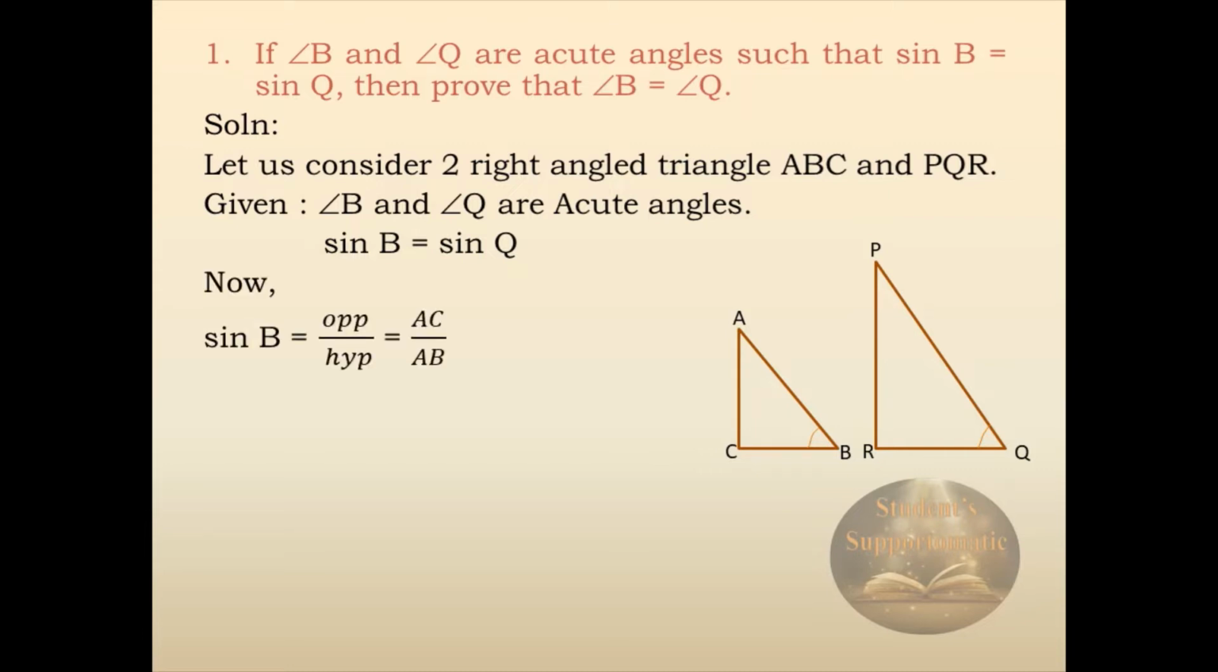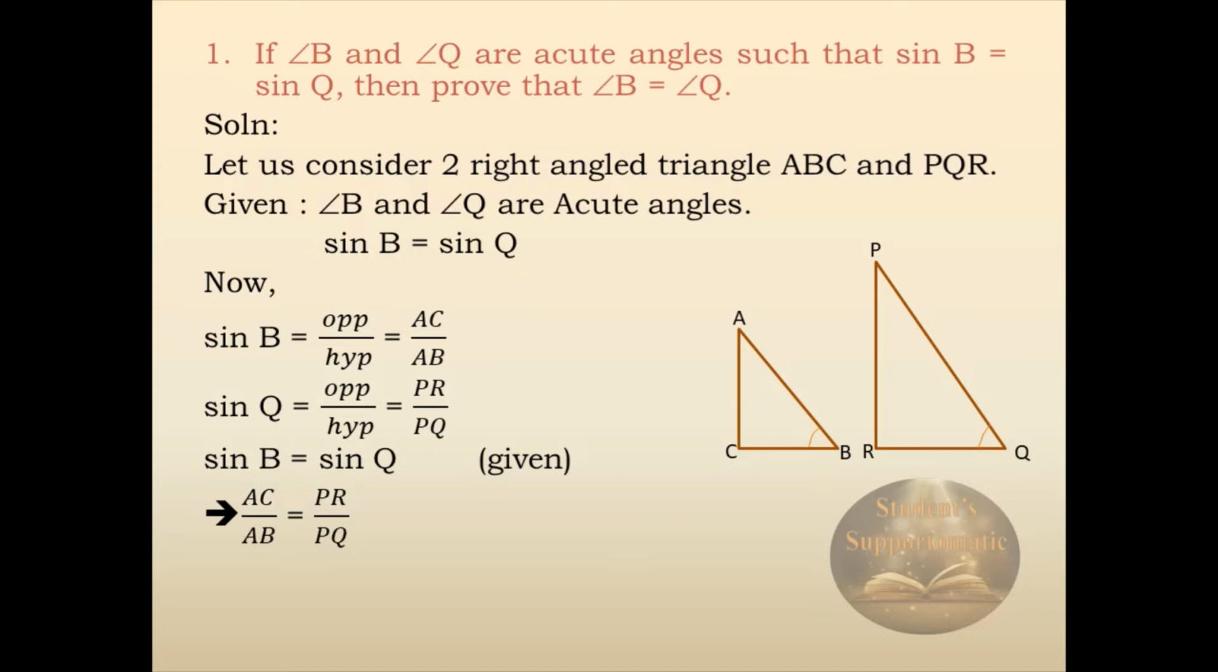So first we write sine B for triangle ABC. In triangle ABC, sine B is equal to opposite by hypotenuse, that is AC by AB. Similarly in triangle PQR, when we write sine Q, opposite by hypotenuse, that is PR by PQ. Now it is given that sine B is equal to sine Q. Now we will substitute the values: sine B is equal to AC by AB and sine Q is equal to PR by PQ.